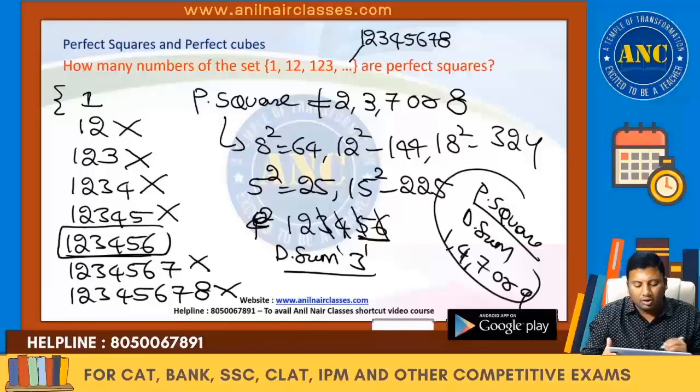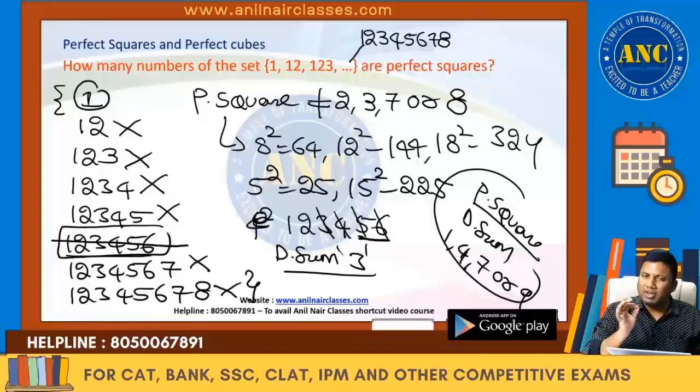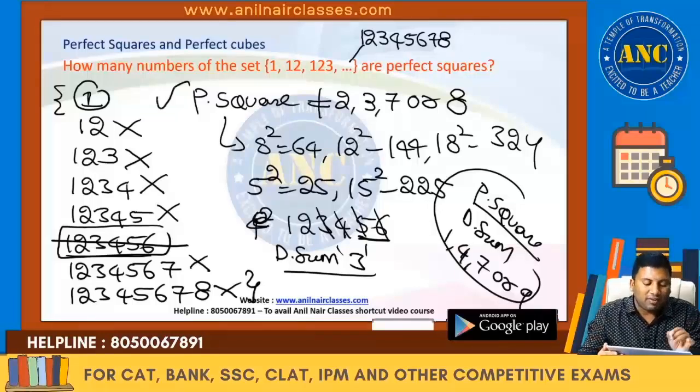But according to the question, what is the digital sum we got? 3. So these cancelled. So the only number which is a perfect square is nothing but 1. Very simple example which explains multiple concepts. A perfect square never ends with 2, 3, 7 or 8. Depending upon the unit digit, tens place will be there.